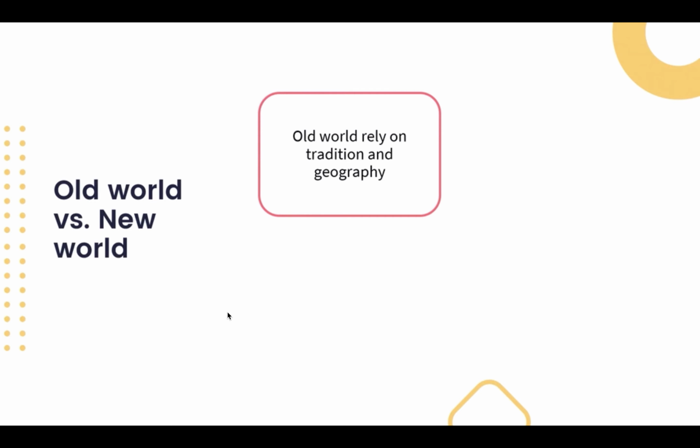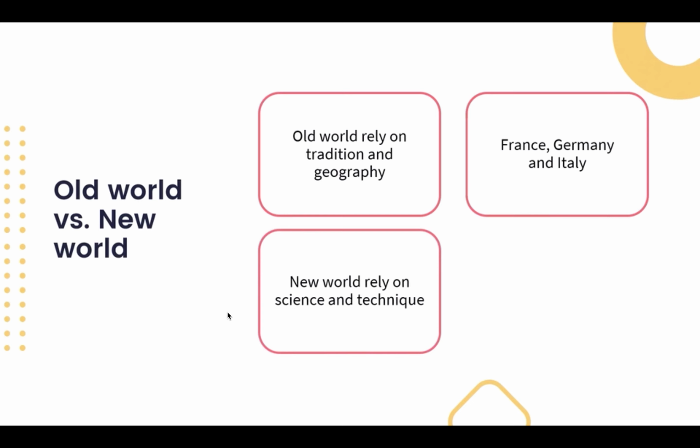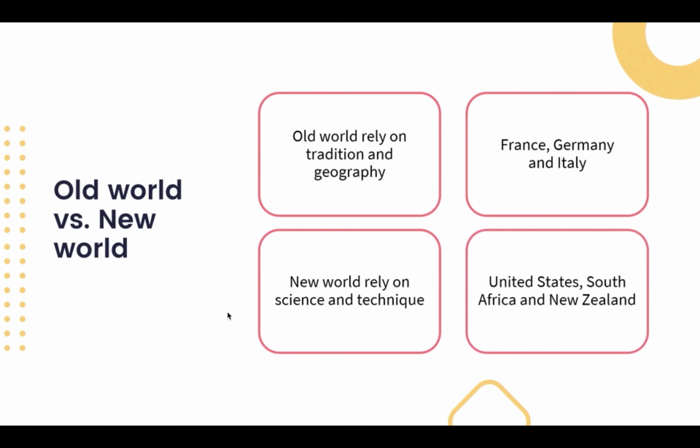Old World wine countries are mostly in Europe and include France, Germany, and Italy. In contrast, New World winemaking and viticulture rely more on science and technique than tradition. This does not mean that terroir and geography is not considered as important, as New World wine techniques come from Old World techniques. New World wine countries include the United States, South Africa, and New Zealand.